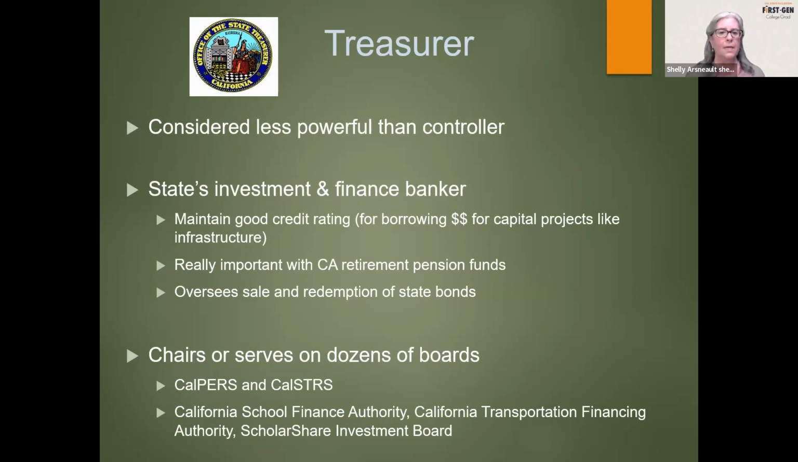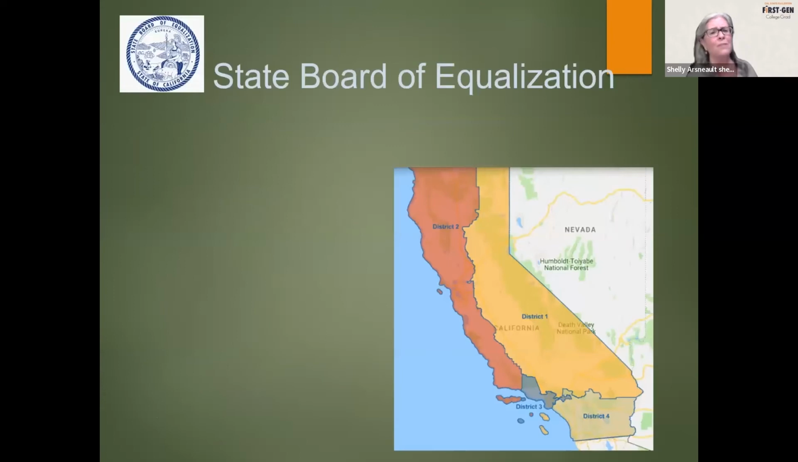And again, I just grabbed most of what the treasurer sits on, lots of school related, California School Finance Authority, the California Transportation Finance Authority, and then the Scholar Share Investment Board, which I thought, given our audience of alum, you may have used a Scholar Share, or maybe if you've got kids, you are investing for them. Those are the 529s that help you send your kids to Cal State Fullerton. All right. And then we have the State Board of Equalization.